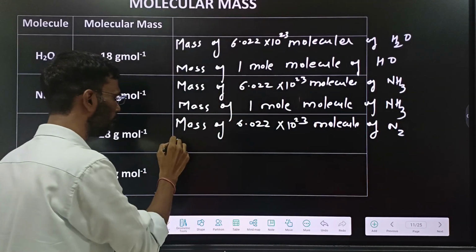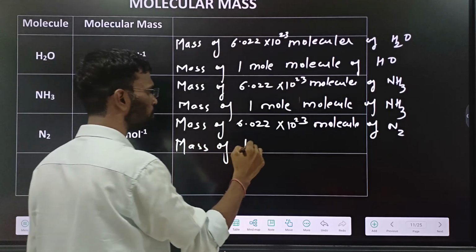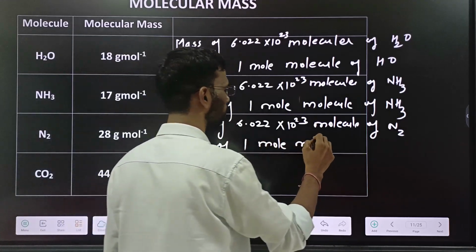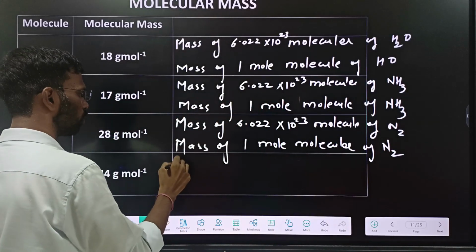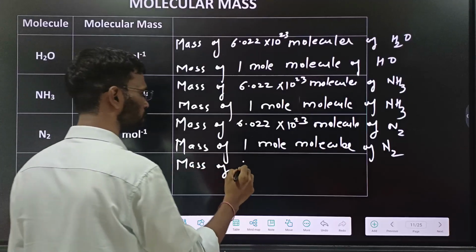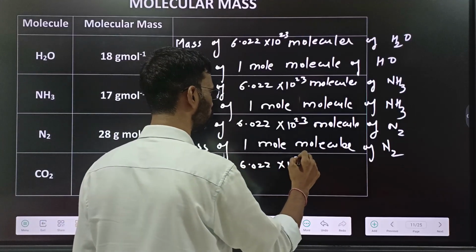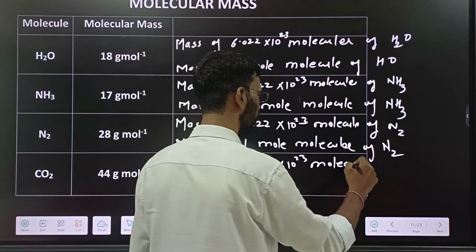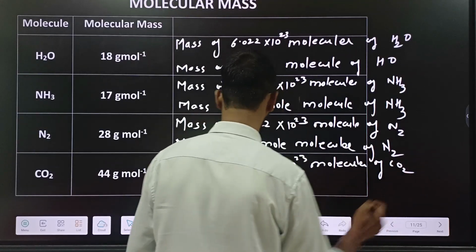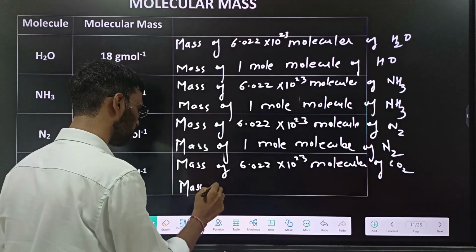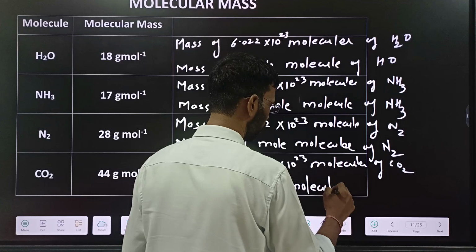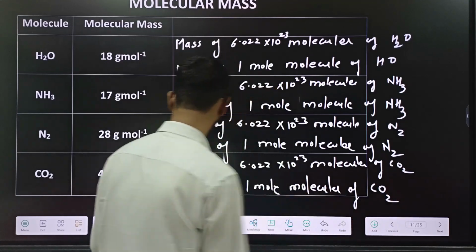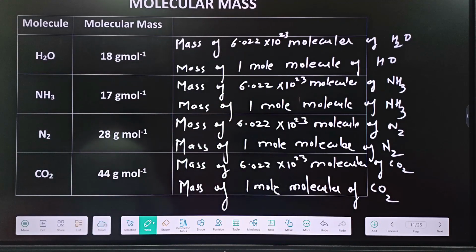Getting? Or I can write mass of 1 mole molecules of N2. This is also a mass of 6.022 into 10 raised to 23. I can write mass of 1 mole molecules of CO2. So this is how we define the molecular masses.